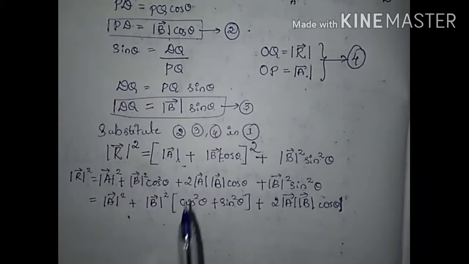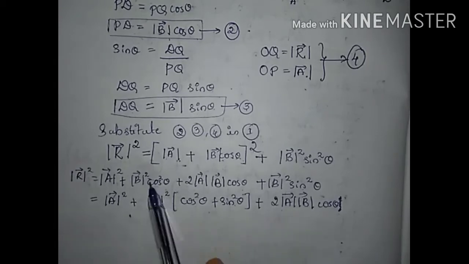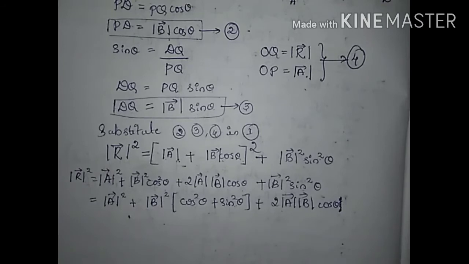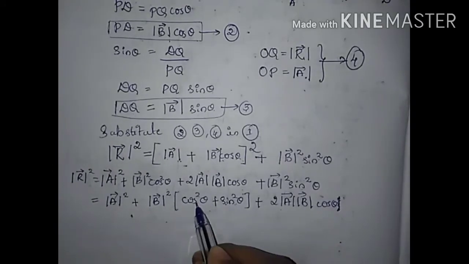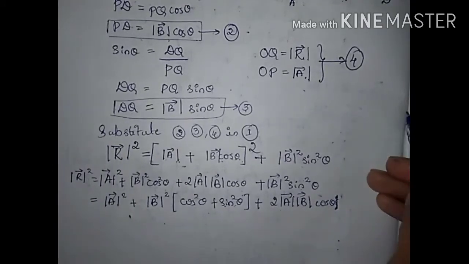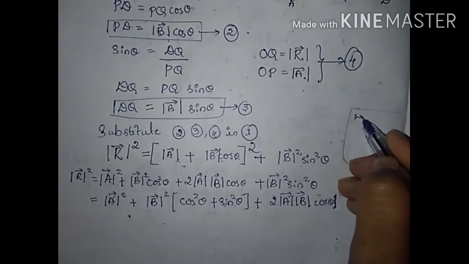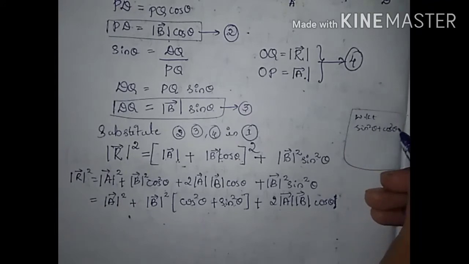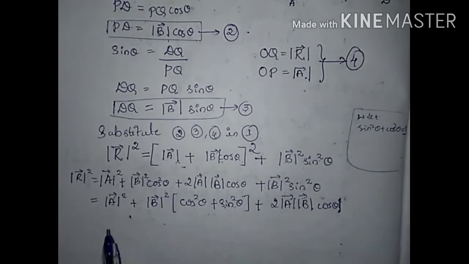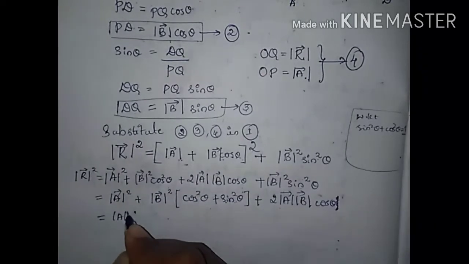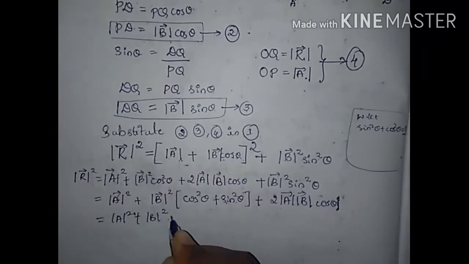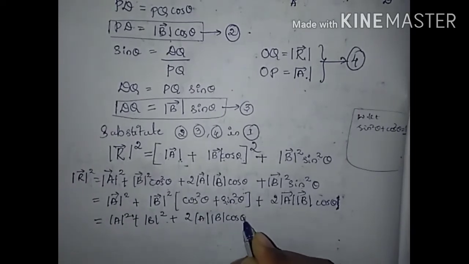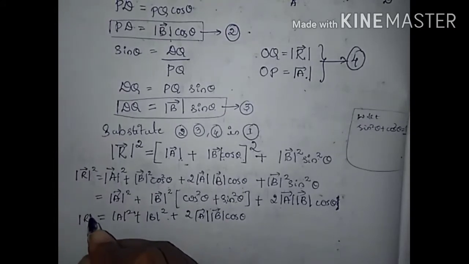So you have A square, B square. From this 2, I have taken cos square plus sin square as common, and 2AB cos theta. So sin square theta plus cos square theta, we know that is equal to what? 1. So if you substitute that here, A square plus B square plus 2AB cos theta, and here is R square.